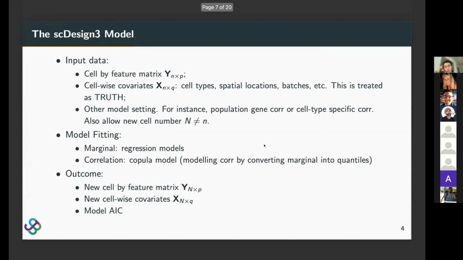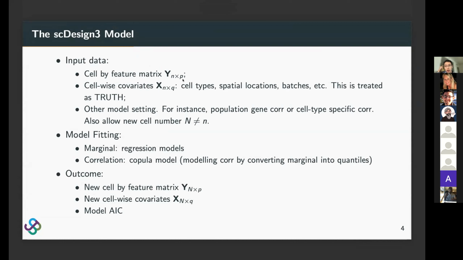So here we come to the methods part, and I will skip most of the details of this model, but I will introduce a very brief idea of it. The input data of the SEDANS3 model are three things. The first thing is the cell by feature matrix. If this is transcriptomic data, then this is just like an expression matrix.